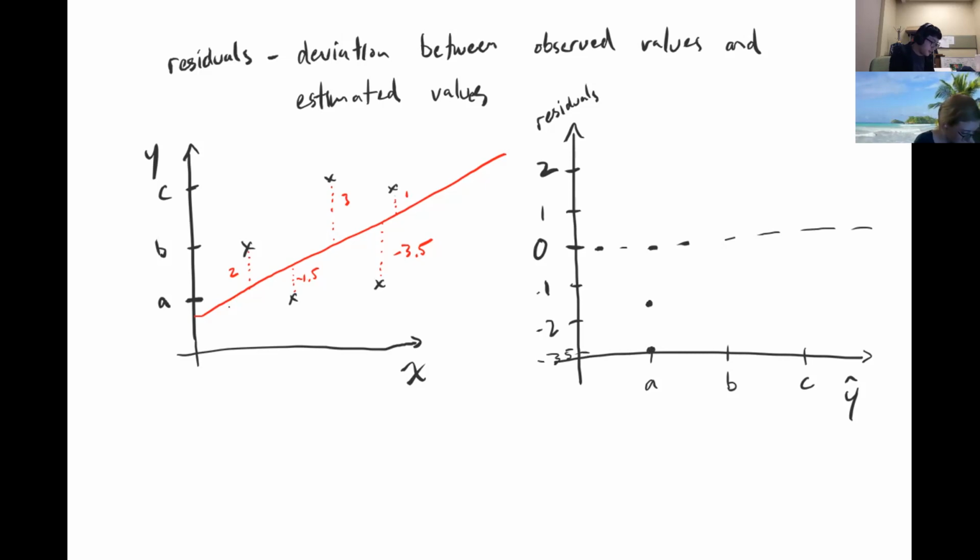And then for B, I'm at 2. Oops, I changed the color here. And then for C, I have 1 point at 3 and 1 point at 1. So it's going to be here and here. So this is essentially what my residual plot for this particular fit looks like.